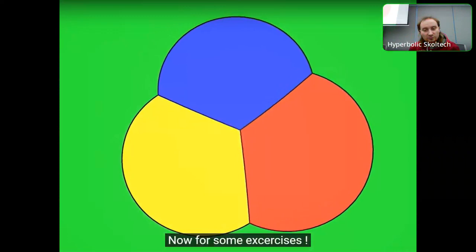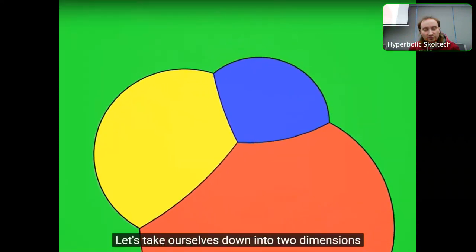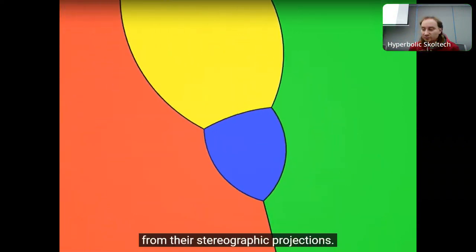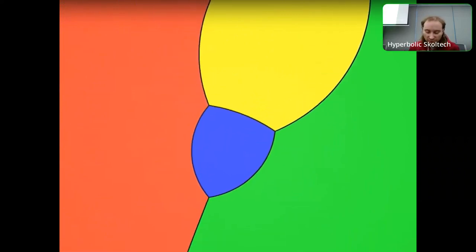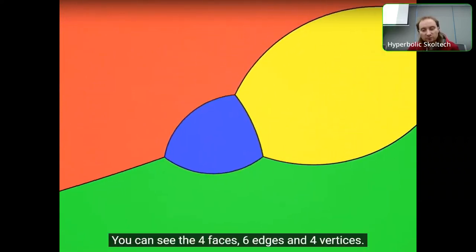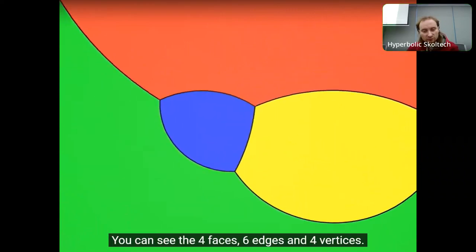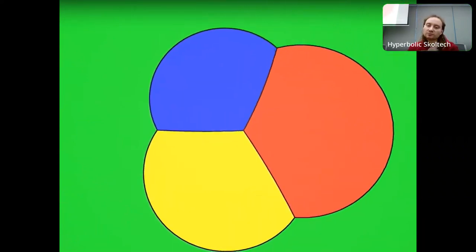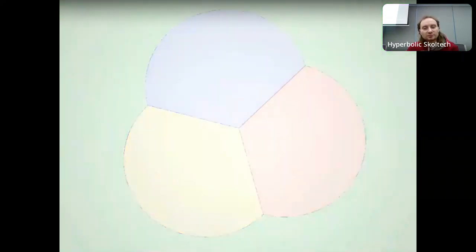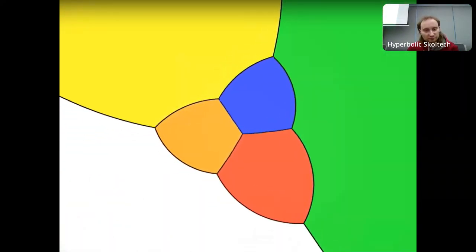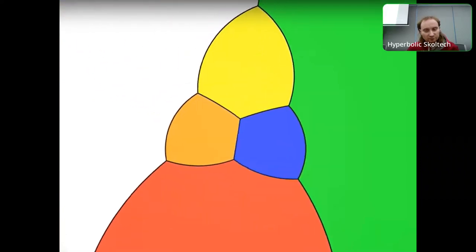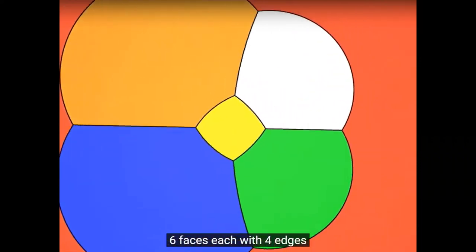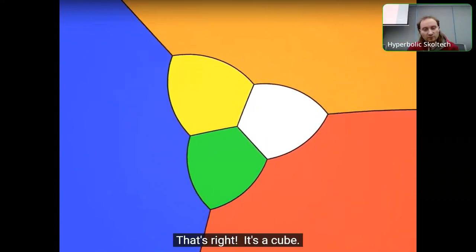Now, some exercises. Let's take ourselves down to 2 dimensions and try to recognize the polyhedra from their stereographic projection. It's easy, isn't it? You can see the 4 faces, 6 edges, and 4 vertices. There, it's a tetrahedron. Now, what's this one? 6 faces, each with 4 edges. That is a cube.